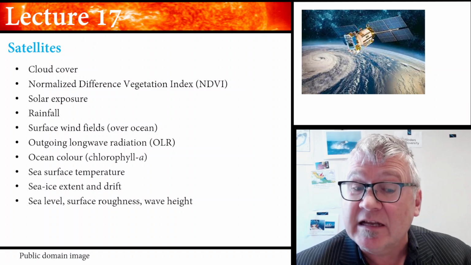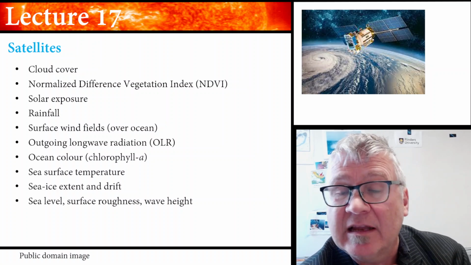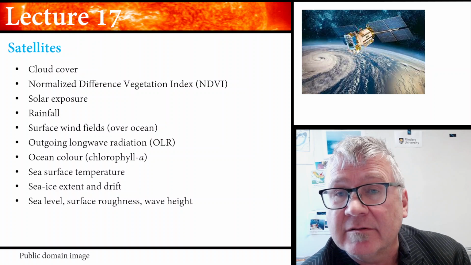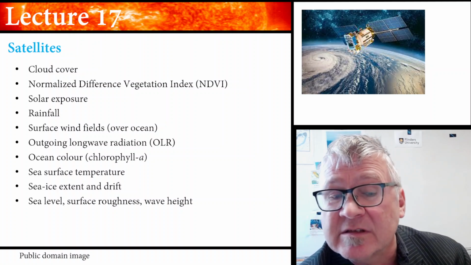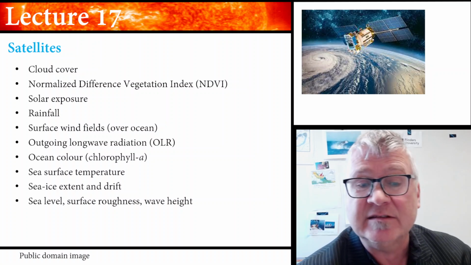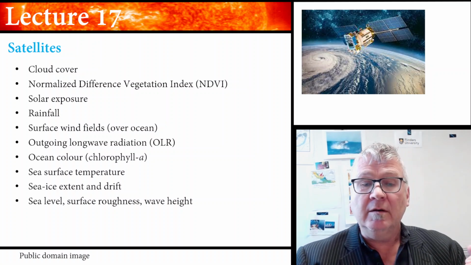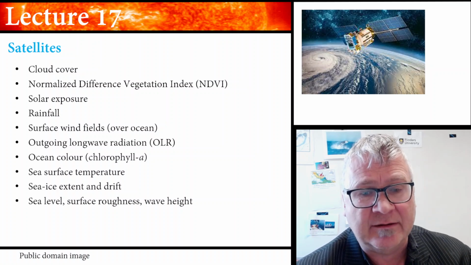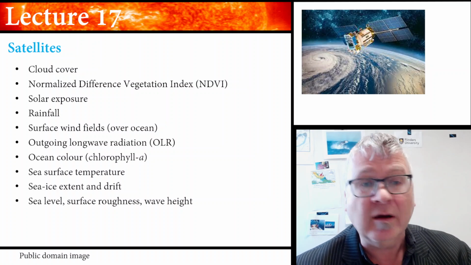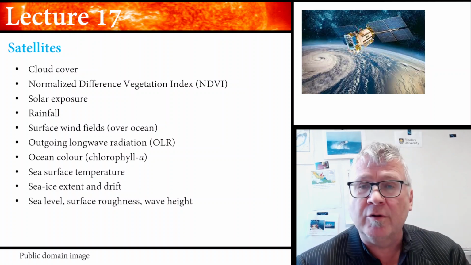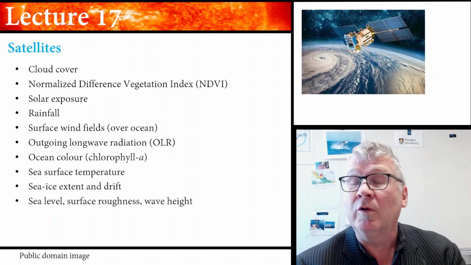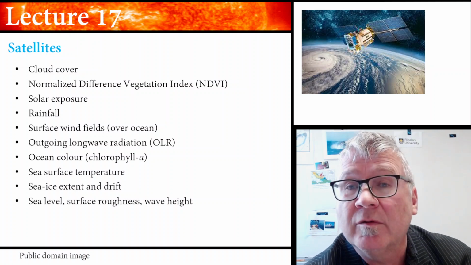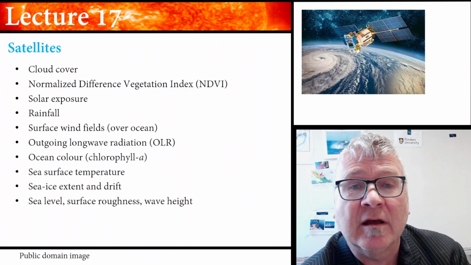We measure also the sea level height. So satellites can actually detect changes in sea level. Although they're only in the range of millimeters or so, satellites can detect these changes. Surface roughness and wave height. You could detect wave height. And that's it. And satellites play an immensely important role for weather forecasting, but indeed also in the context of climate change.